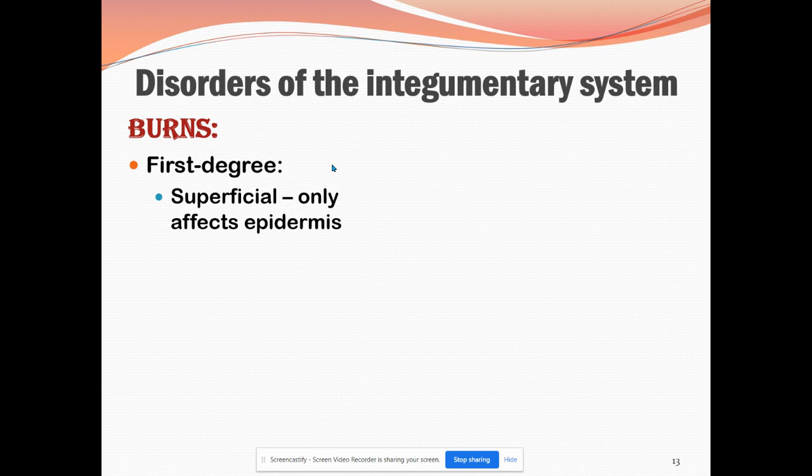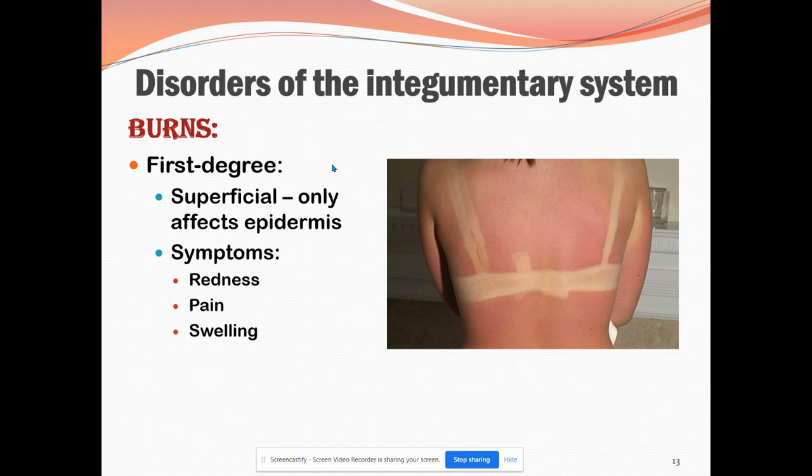1st degree burns, they call them superficial burns. So they only affect the epidermis and really only the top layers of the epidermis. Symptoms are it's red, it hurts, and it may or may not be a little bit swollen. So usually it's swollen, but it may not be so badly swollen that you can tell by just looking at it. This is a perfect example of a 1st degree burn. Most common 1st degree burn is a sunburn by far.